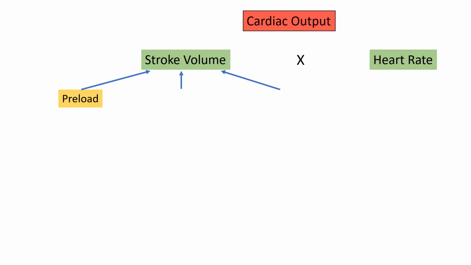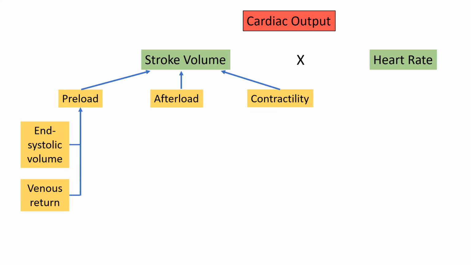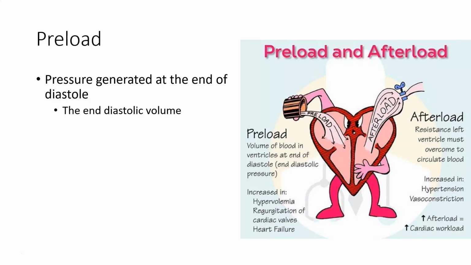Stroke volume is determined by preload, afterload, and contractility. Preload is determined by our end diastolic volume and our venous return. Preload is the pressure generated at the end of diastole. So it is our end diastolic volume, the amount of volume we filled at the end of that diastolic part of the cardiac cycle.